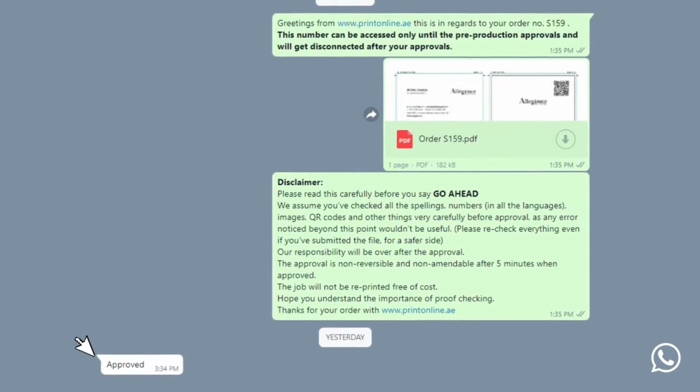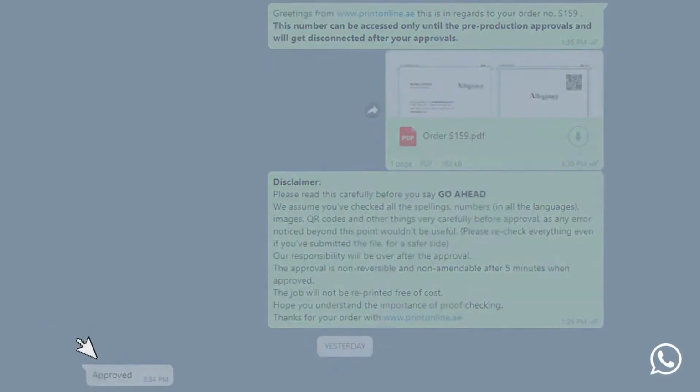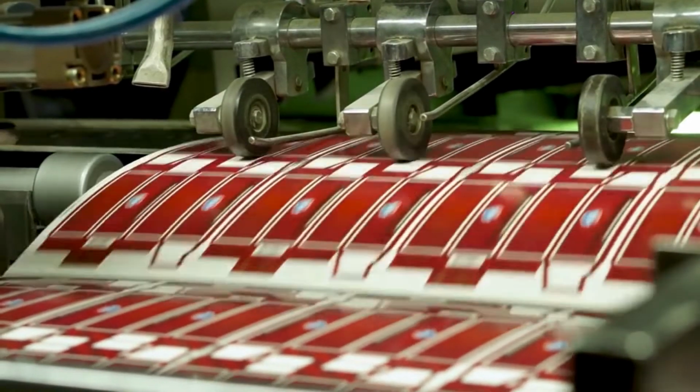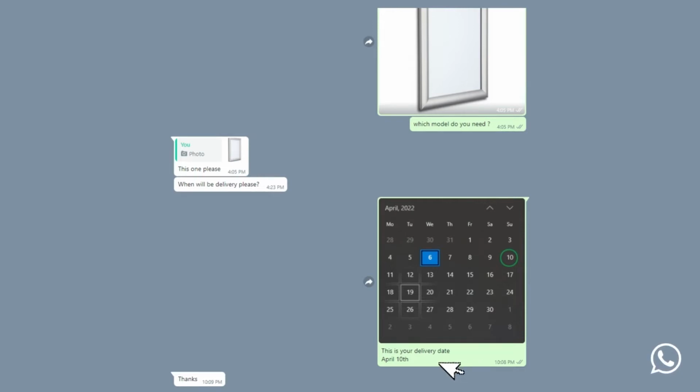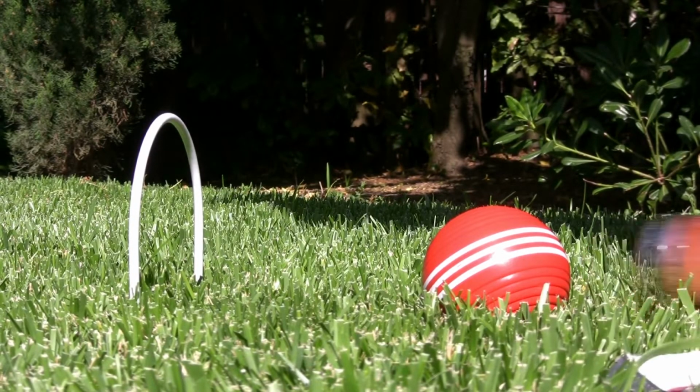the mock-up approval. The job will be sent to the production after your approval and then it reaches you as per your timeline. That would also be confirmed by the designers upon the mock-up approval. It is very simple, isn't it?